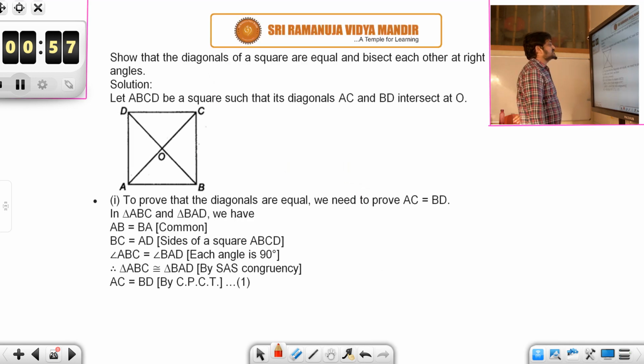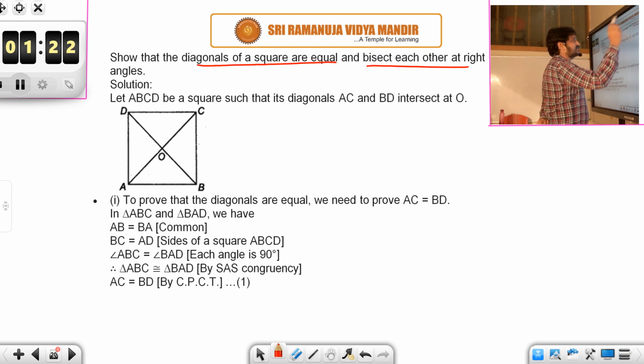Show that the diagonals of a square are equal and bisect each other at right angles. So we know that in a square all sides are equal. What is the definition of a square? A square is a rectangle in which all sides are equal. That is the definition. But here in the question you are asked to prove that the diagonals are equal and bisect each other at right angles. So we need to prove that BD is equal to AC, and we need to show that O bisects this.